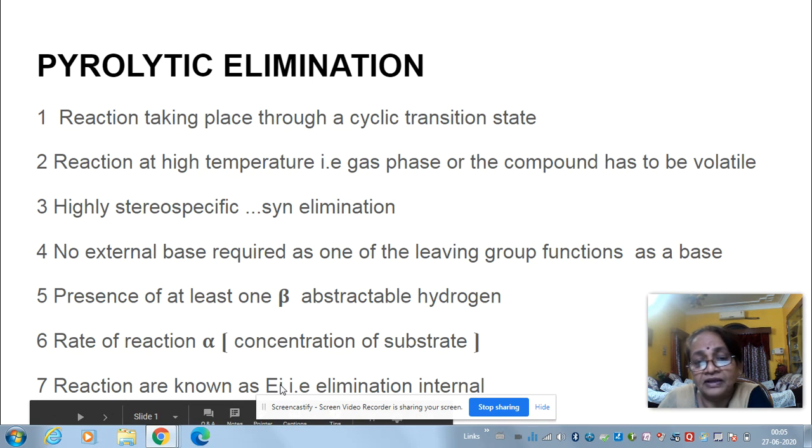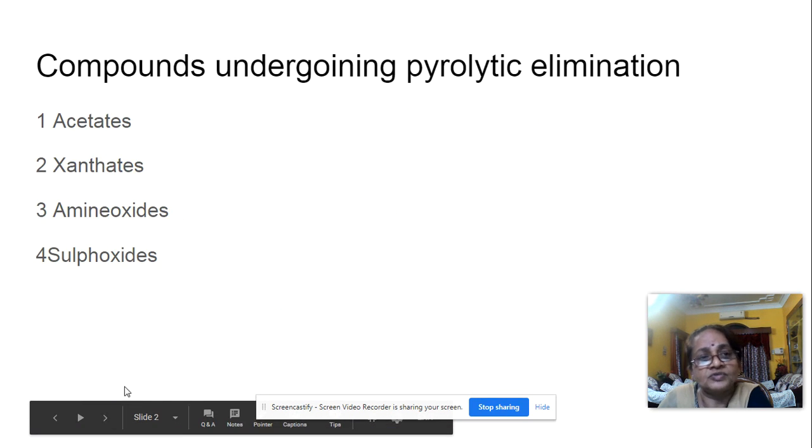Because the base that is being used here, or you can say one of the leaving groups that is present here, is behaving as a base. So the base is generated internally. That is why the word Ei is coming here. Now, these are certain compounds which undergo pyrolytic elimination.